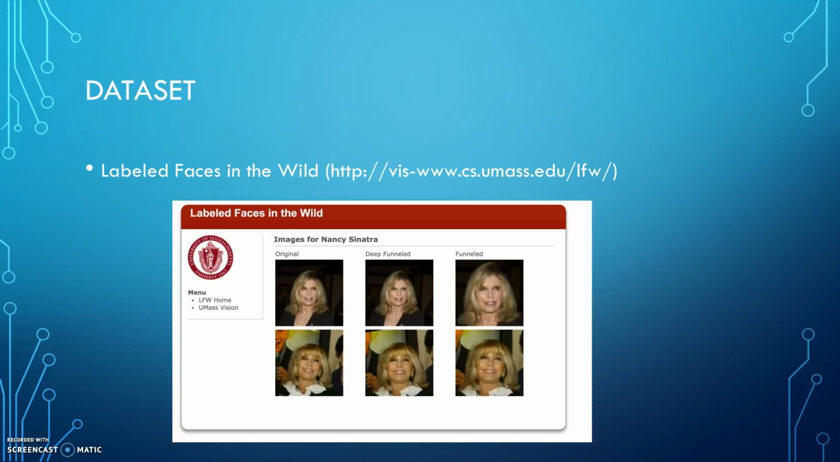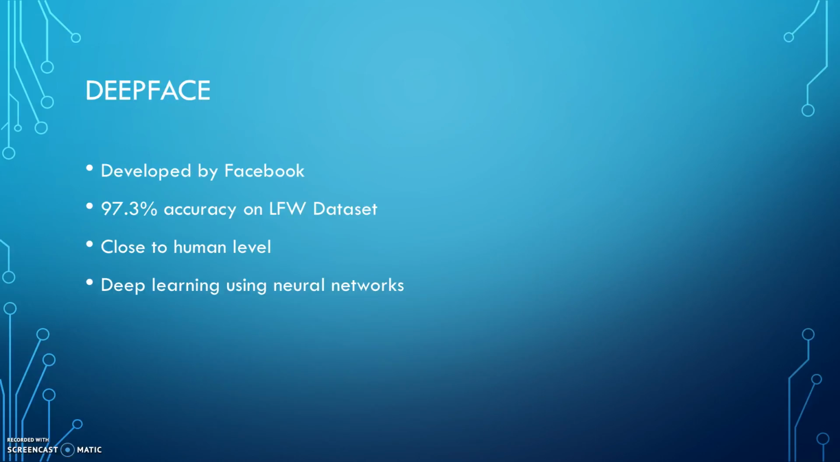So the gold standard, the training set for any type of machine learning algorithm, or even Deepface, which we're going to talk about, is Labeled Faces in the Wild. Here's the URL. You can go there, check it out, and here's a sample. So Deepface, developed by Facebook, is 97.3% accurate on the Labeled Faces in the Wild data set, which is close to human level. It uses deep learning neural networks to make all this happen.